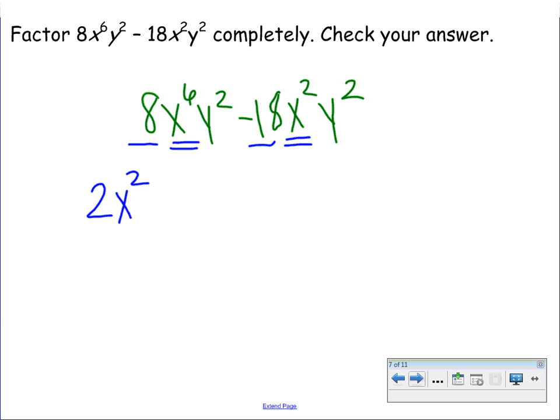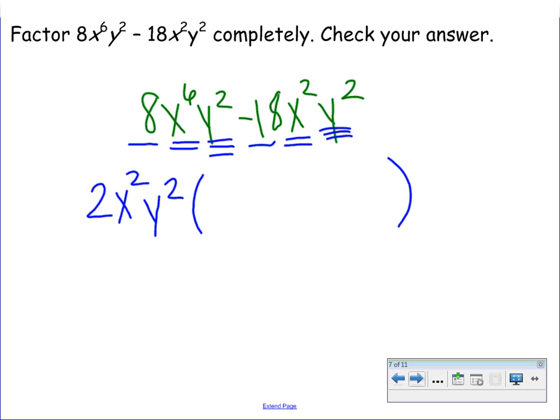Remember, we've done this before spring break, so if you need to, you can look back to that lesson and see how we did this. Then I want to look at my y's. I have 2 y's and 2 y's. I underlined it 3 times. So y squared and y squared, they both have a y squared in common, so I'm going to take that part out as well. Now in parentheses, I get what's left after I take out a 2x squared y squared.